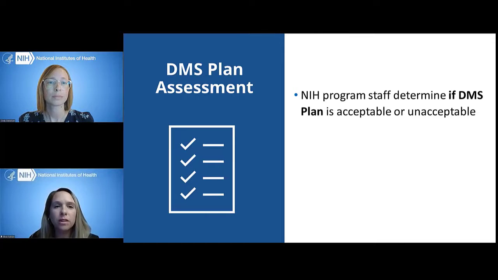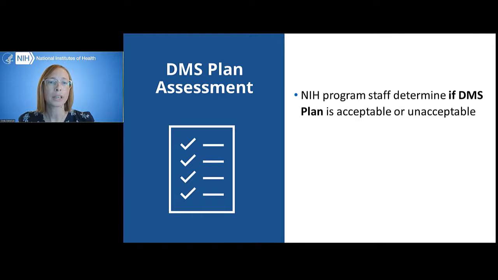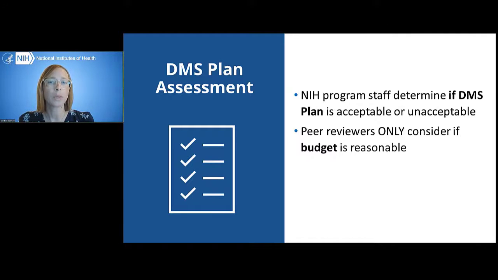So Cindy, what is the role of peer review in all of this? In terms of data management and sharing, peer reviewers will focus only on whether the budget request for data management and sharing is reasonable. Peer reviewers will review the budget for data management and sharing costs alongside a brief summary of the DMS plan and a description of DMS costs, which will provide the details and context that peer reviewers will need to determine if the budget is reasonable for the activities proposed.